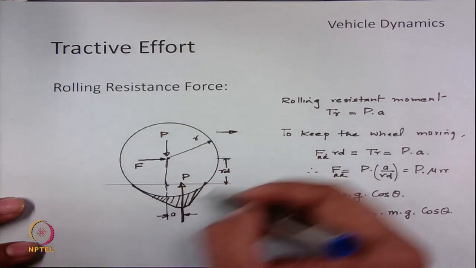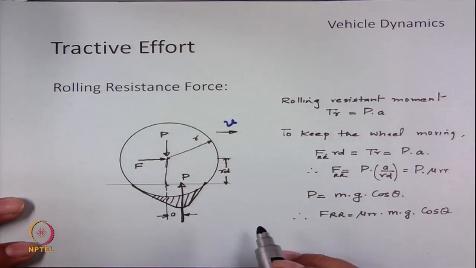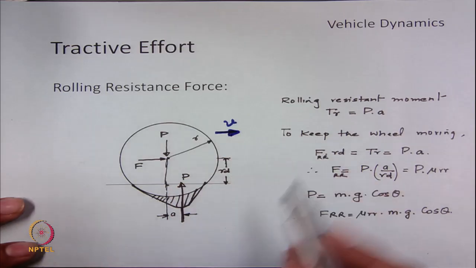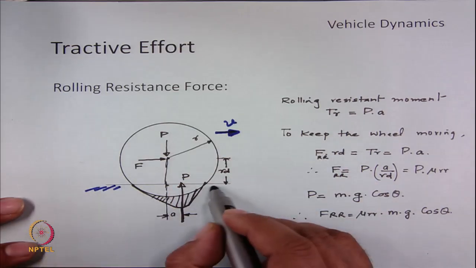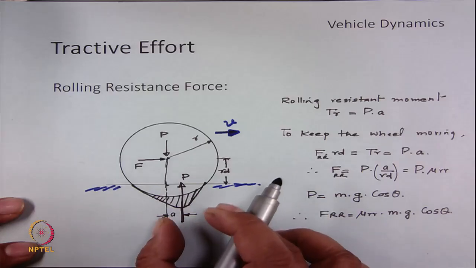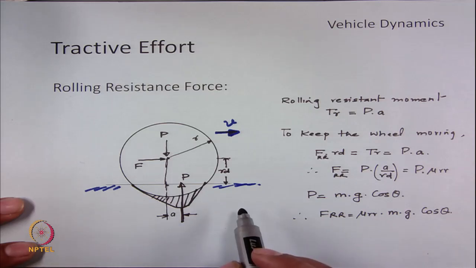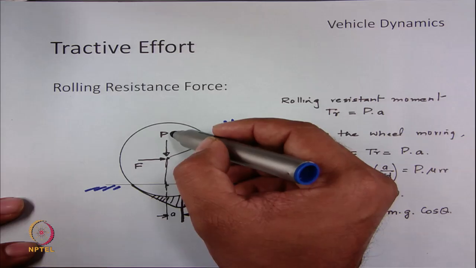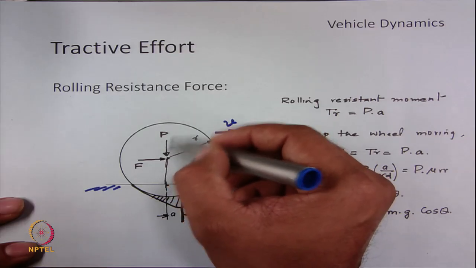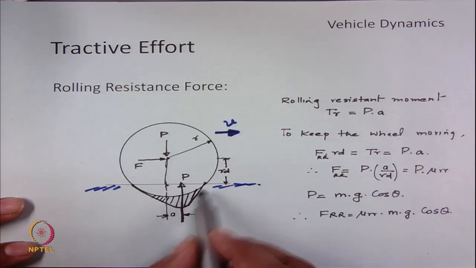So, let us take a typical wheel of a vehicle. When it tries to move ahead with, let us say, velocity v, and this is the road surface, the front portion of the wheel will see a higher pressure compared to the back portion of the wheel, and therefore the weight of the vehicle, which is denoted as P, will be shifted from the center to the front portion of the wheel. So, the pressure is higher on the front side.